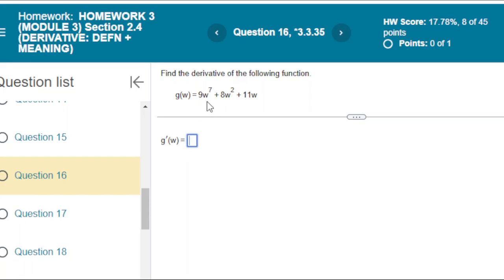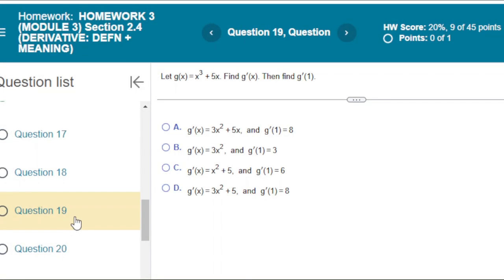Well, the derivative of 9w to the 7th is going to be 63w to the 6th, right? 9 times 7 is 63. 63w to the 6th. And then plus 16w to the 1. The derivative of 8w squared is going to be 16w to the 1. We don't have to put the to the 1, though. Plus, well, what's the derivative of 11w? It's just 11. Check our answer.